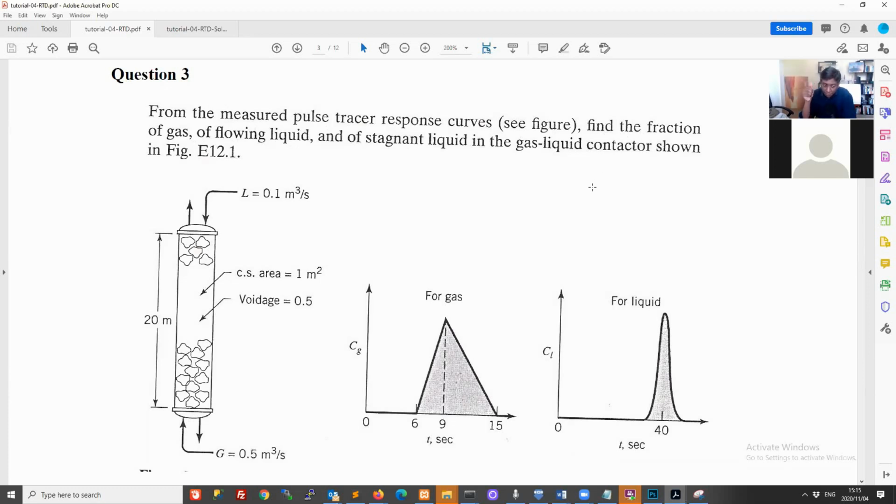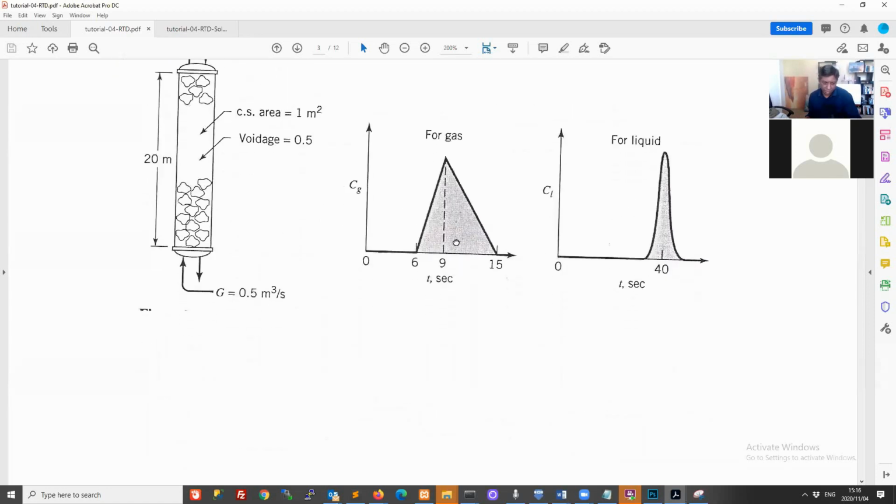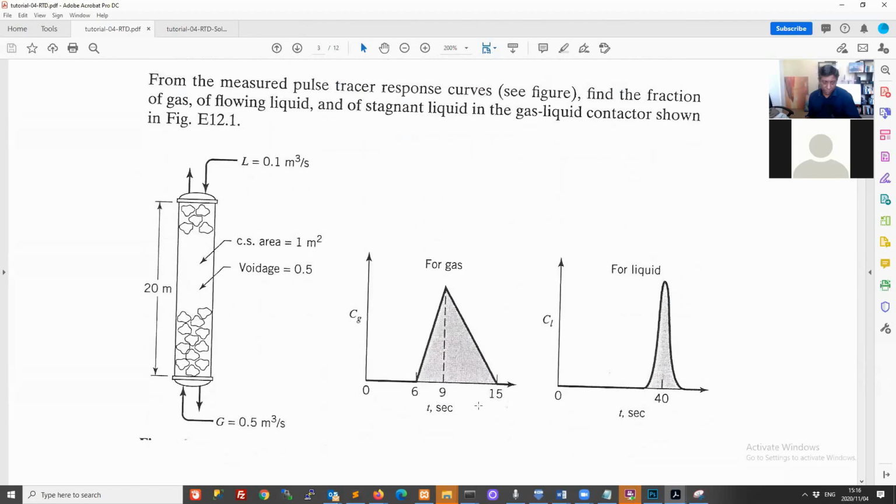So in fact, there are four things. There are solid particles, then there's gas, and then there are two liquids, a flowing liquid and a stagnant liquid. So there are some parts of the liquid that are not in motion. And we want to estimate, I believe, the amount of stagnant liquid in the system.